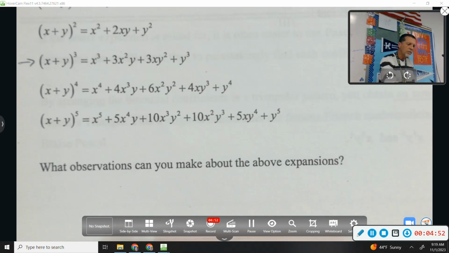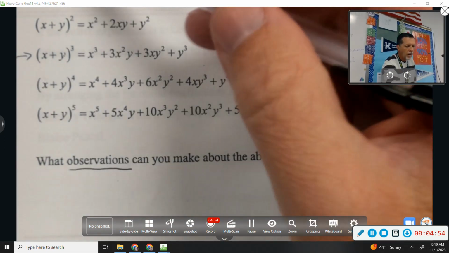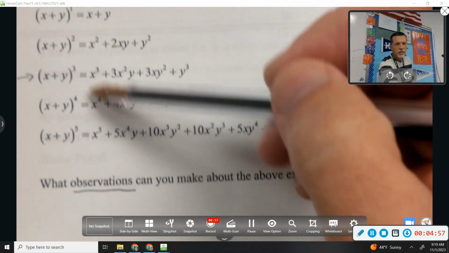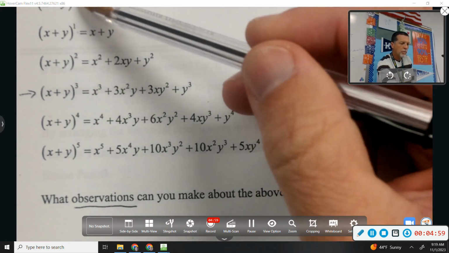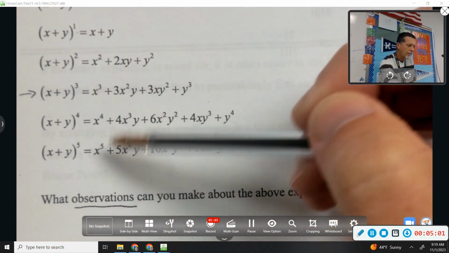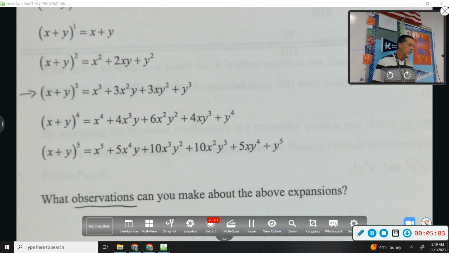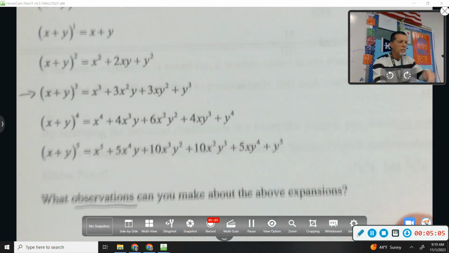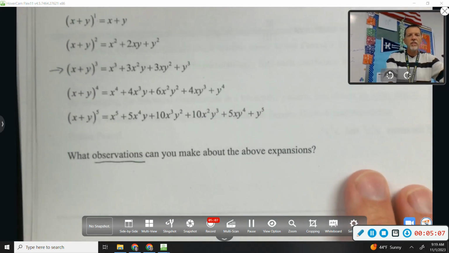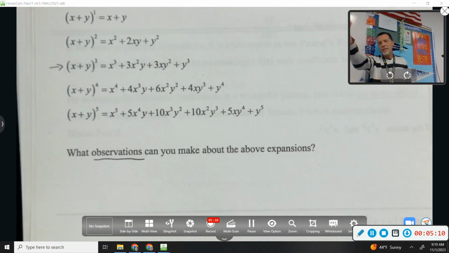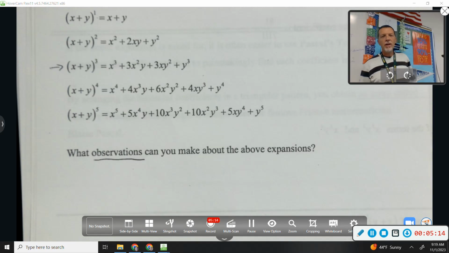So let's make some observations about the pattern here. So we're increasing the power by 1 each time. x plus y to the 0, 1, 2, 3, 4, 5. And so as we look at those, what patterns or what observations can you make? There's like 5 things written down, and there's probably 10 more things you could say. Michael, give me one of them.